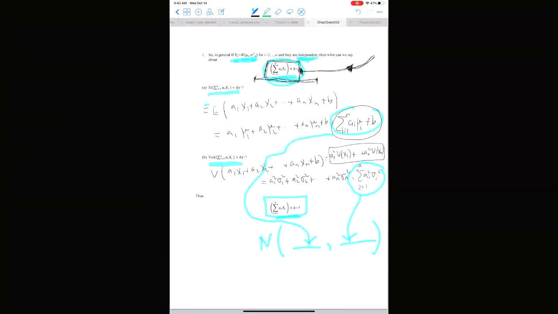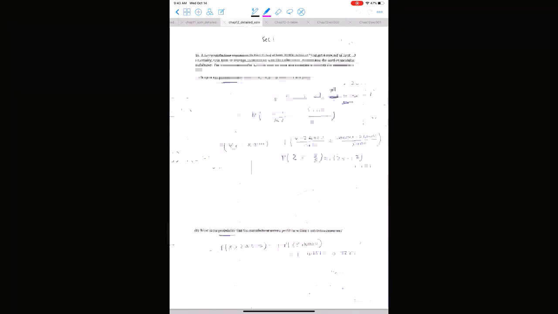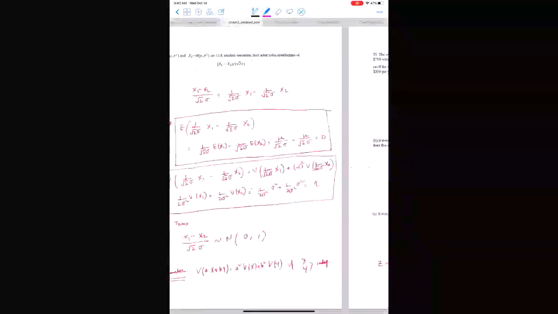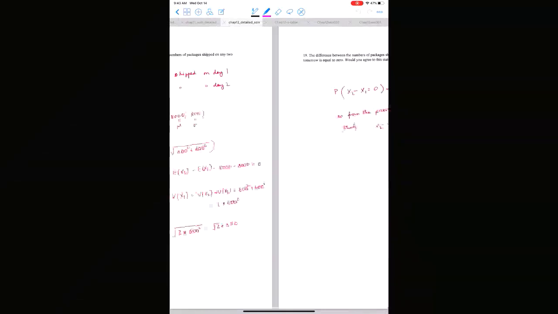Now let's work out problems. Which problem shall we work out first? Let me see. Let's start sequentially. Chapter 12, okay. Let's start sequentially, right from the beginning. And I want you to tell me if things made sense.